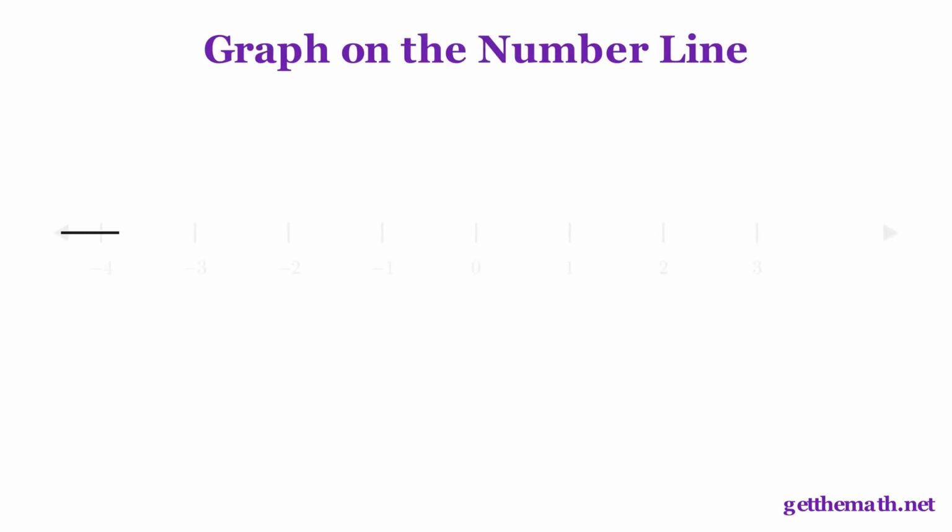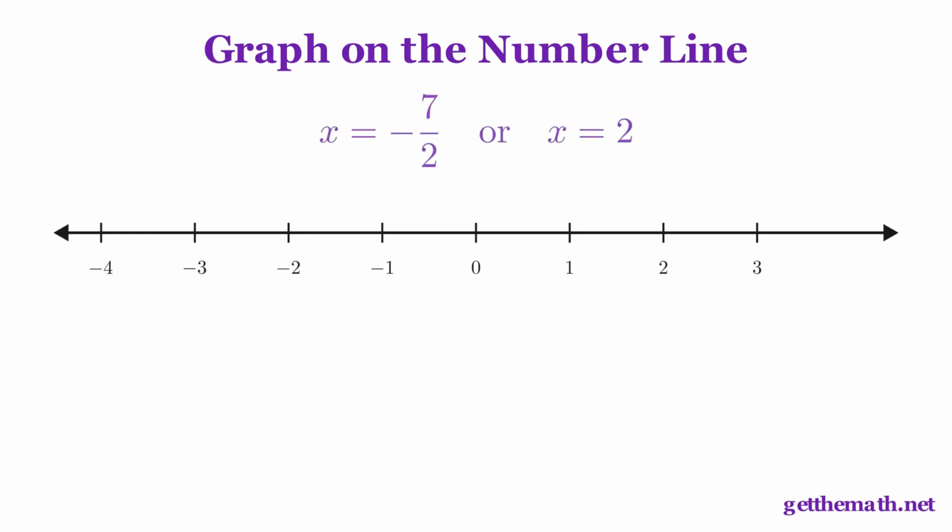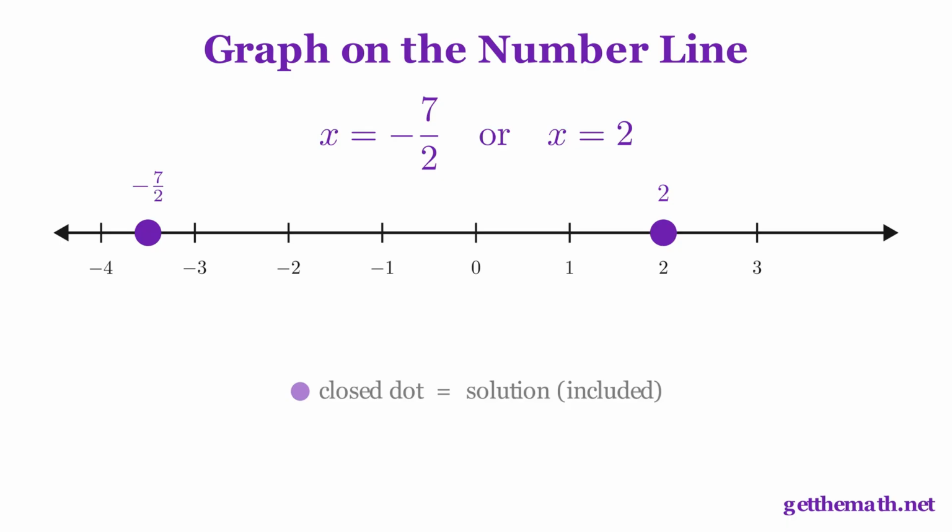Now let's look at the number line. We place a closed dot at negative 7 halves, which is negative 3.5, between negative 4 and negative 3. We place a closed dot at positive 2. Both points satisfy the original equation.